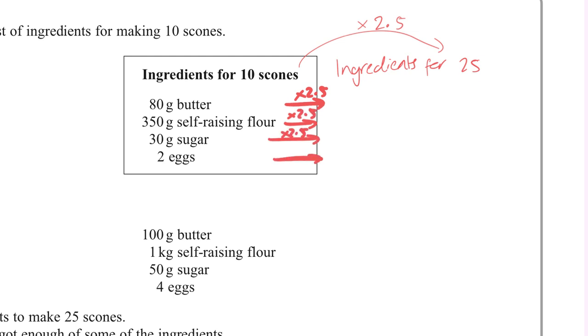Every single one. Okay, so let's do it. 80 times 2.5 is 200, so 200 grams for butter. Then we've got 350 times 2.5, which is 875 grams for flour. 30 times 2.5 is 75 grams. And 2 times 2.5 is 5 eggs.